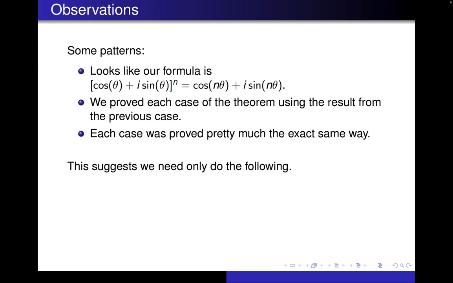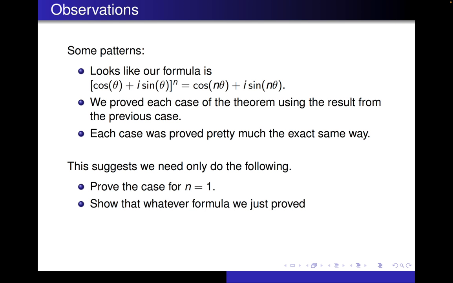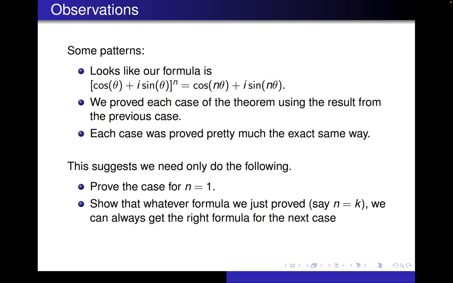And what this suggests is, in order to prove this, all we really need to do is prove the following. We need to prove the case for n equals 1, which we actually did at the very beginning. And we need to show that whatever formula we just proved, say at n equals k, can always get us the right formula for the next case. That would be n equals k plus 1.